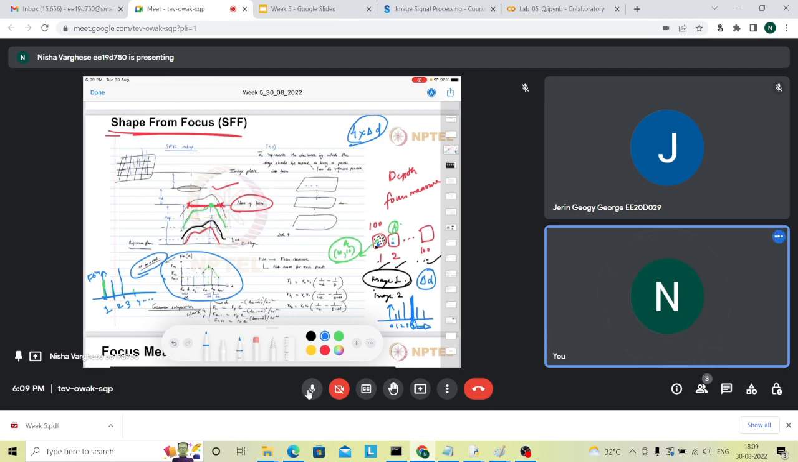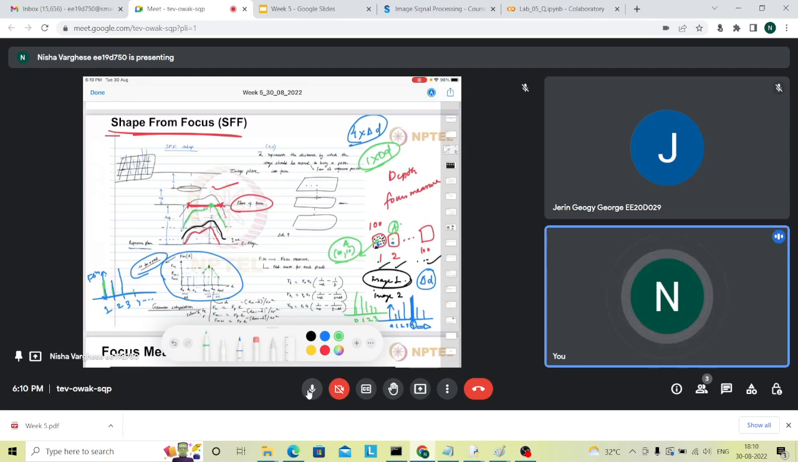Then take another pixel, the green pixel. Say its focus is at the first image, then its depth is 1 into delta d. Like that, every pixel will get a different depth. Depending on the distance from the lens, we get a different focus measure for every pixel. Using that data we can get the shape of the object. That is the aim of shape from focus.